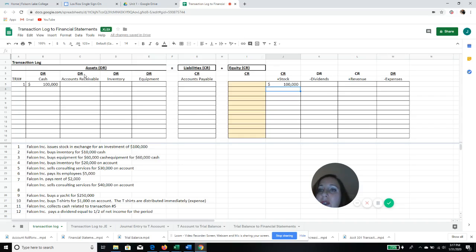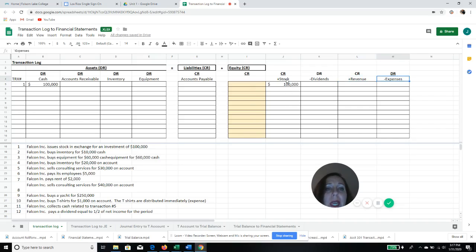You'll notice that this transaction log follows the accounting equation. Assets equal liabilities plus equity. We are going to want to make sure that whatever we do on the left side under assets equals whatever we do on the right side under liabilities plus equity. The other thing is we're never going to directly impact equity. If we need to impact equity, we will impact either stock, dividends, revenue, or expenses, and then we will carry that over to the equity column.